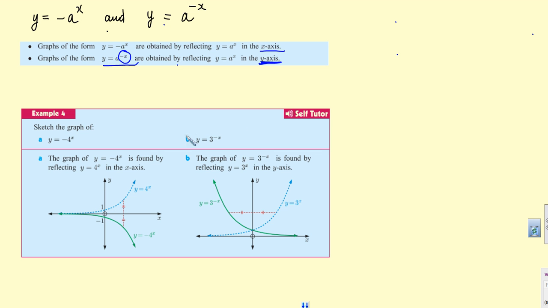Now, if we take a look at y equaling 3 to the negative x, I'm going to graph y equals 3 to the power of x first. And then 3 to the negative x means that it's going to be reflected over the y-axis, which means that the only values that are going to change are the x values. Okay. That pretty much covers it.